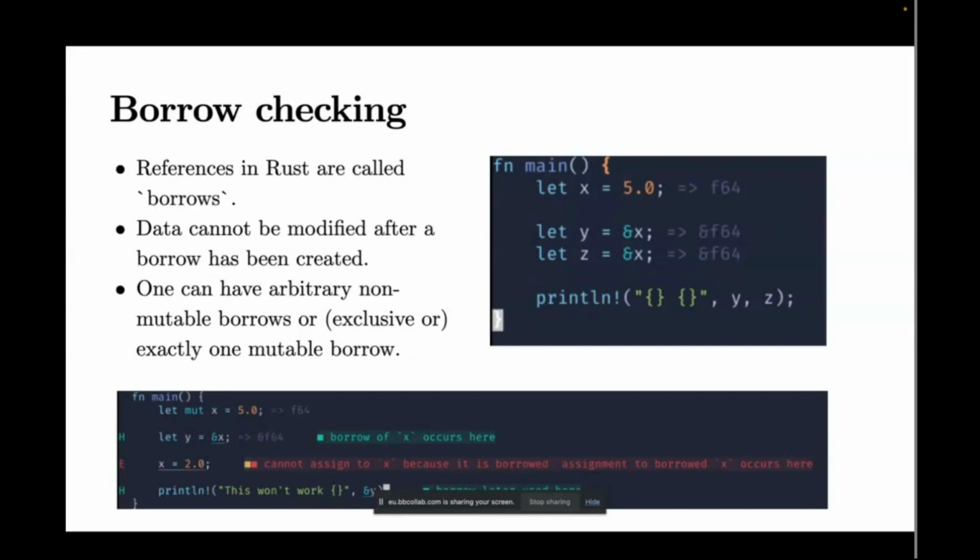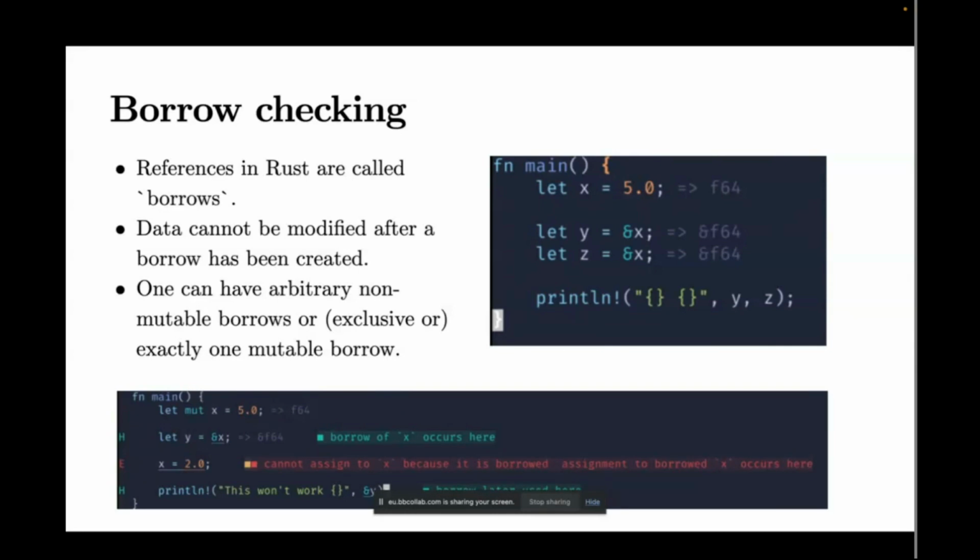So you can have an arbitrary amount of non-mutable borrows. You can have many, many references to data that just read from it, or you're allowed to have exactly one mutable borrow, but you cannot have both at the same time. So what does it mean in practice? If you look at the right window, super simple code: let x equals 5.0. So we create a new variable, and then we say let y equals reference to x, and let z equals reference to x. So we have the variable x equals 5, and we've created two borrows to it, and we are just printing it out, and everything's fine.